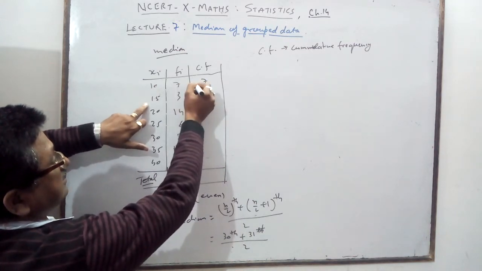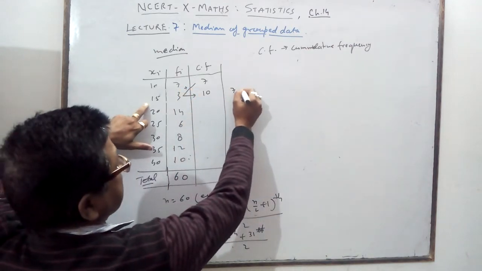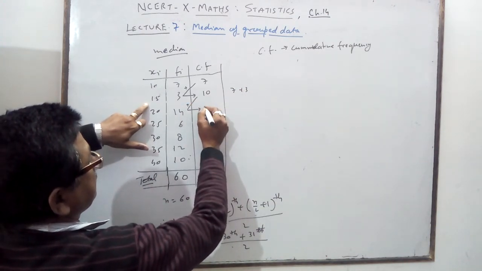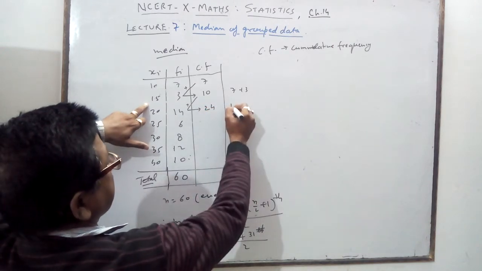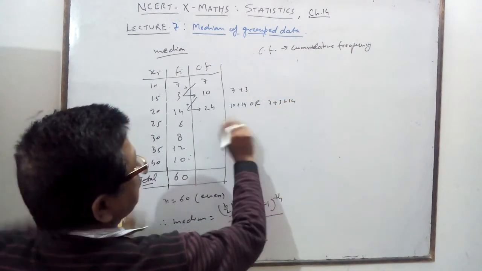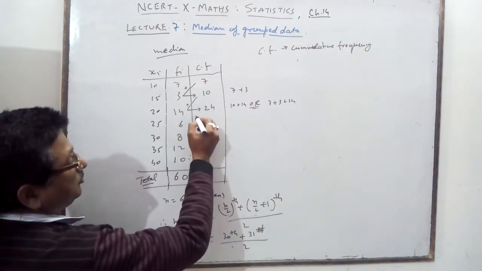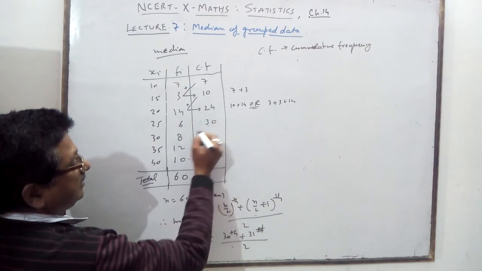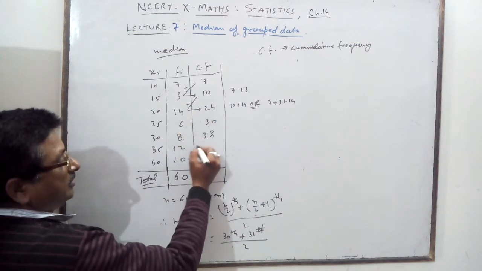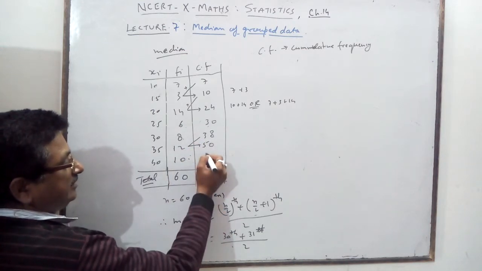Then you add. 7 plus 3 is 10. Then you add 14 and get 24, like 10 plus 14, or you can write 7 plus 3 plus 14. Both are the same thing, just for your convenience to understand. 24 plus 6 is 30. 30 plus 8 is 38. 38 plus 12 is 50. 50 plus 10 is 60.